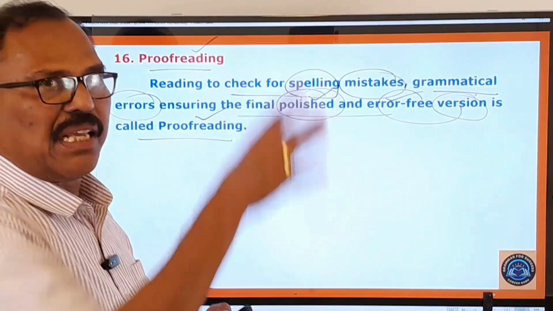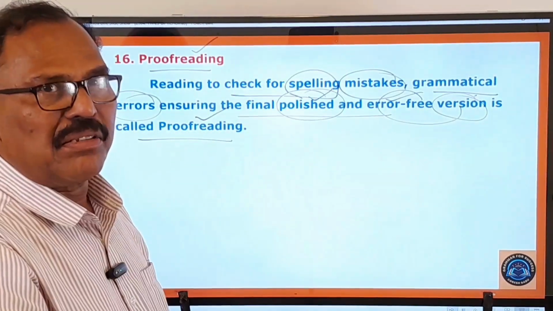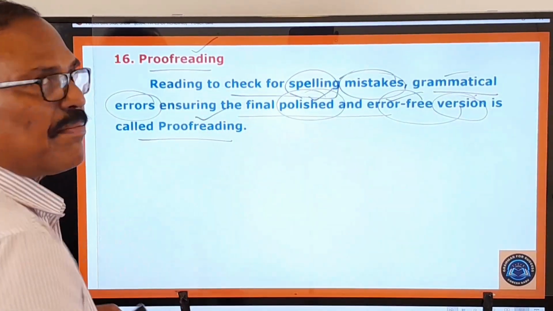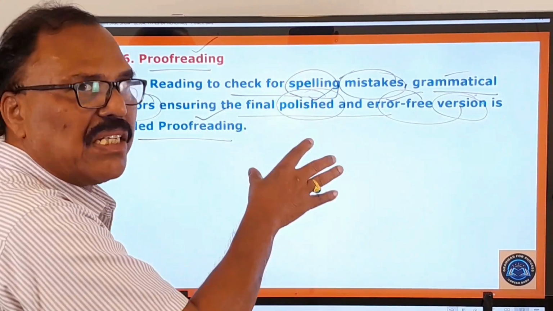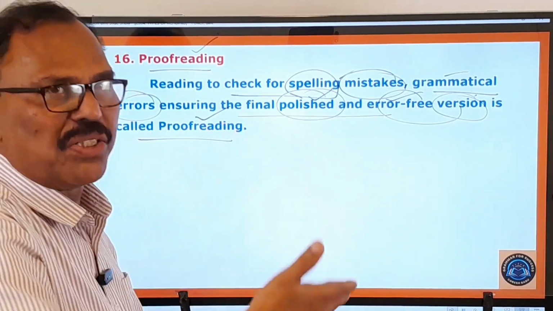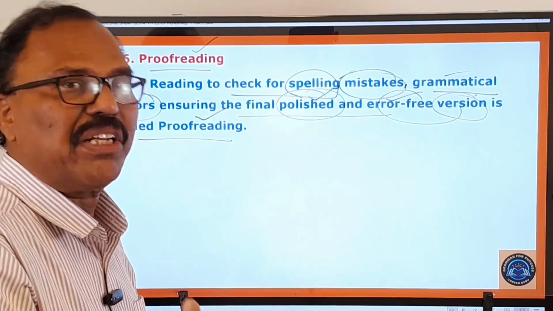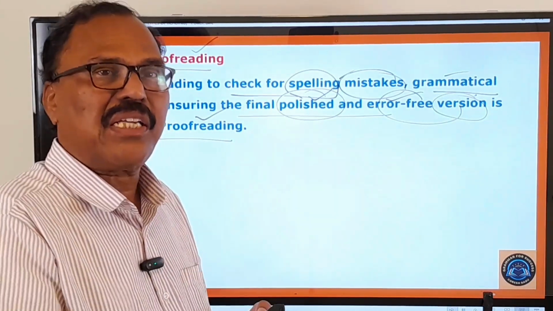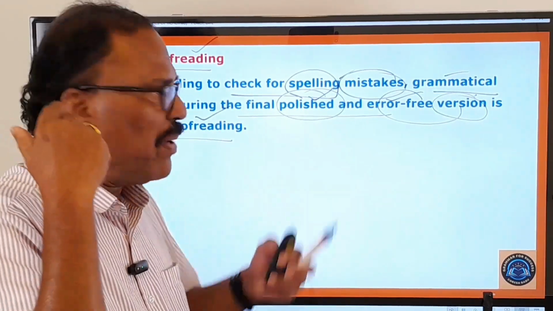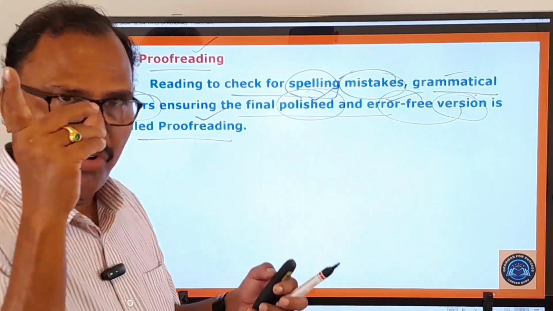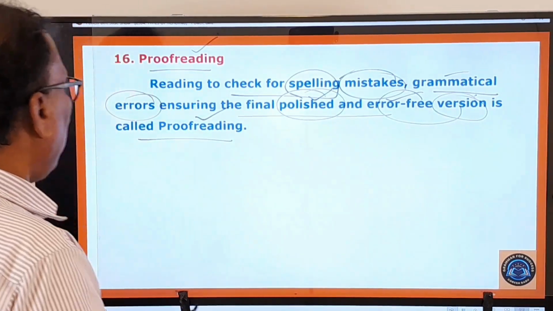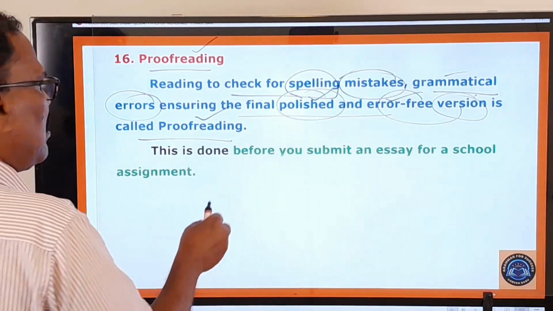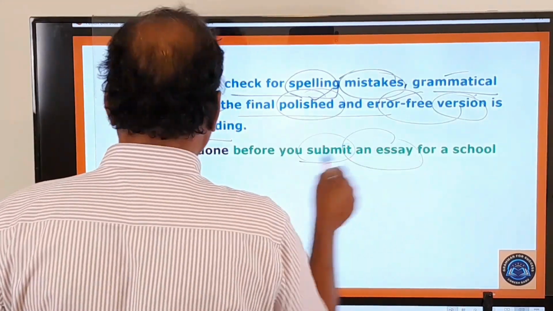After writing an essay, what do you do? You go through it again, so as to find out the spelling mistakes or grammatical errors, so as to make that passage error-free and more polished. A good writer will always check his writings for spelling mistakes and grammatical errors. You too can do that now. Here that type of reading is called proofreading, right? And this is done before you submit an essay for a school assignment.